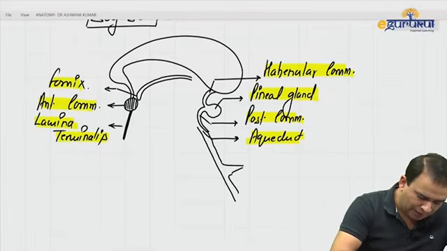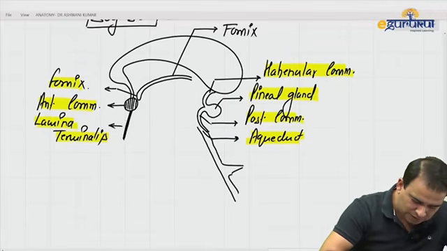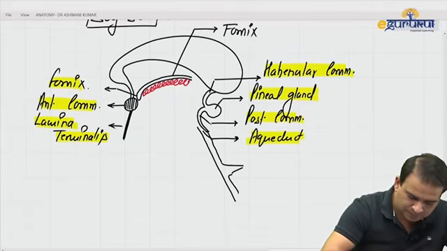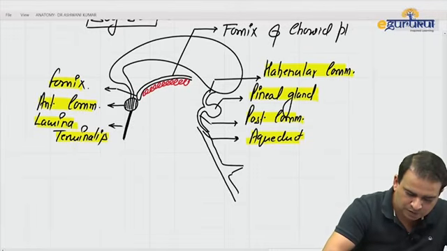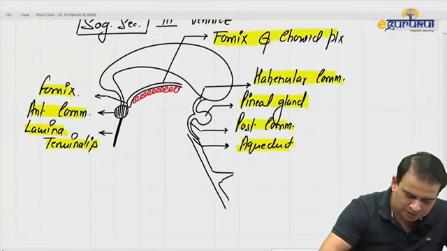Roof, as we can see again here, roof is again by the fornix. It is by the fornix, and not only by the fornix, the choroid plexus which can be seen below the fornix here. That is the fornix and the choroid plexus. You can see them in the roof as well.